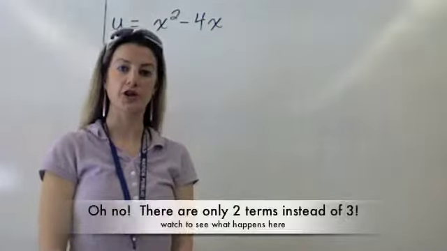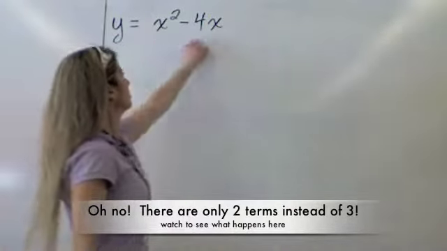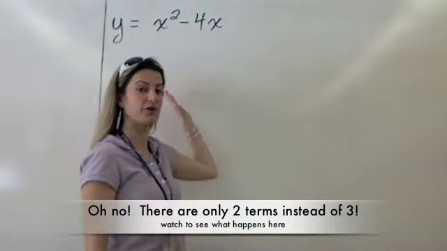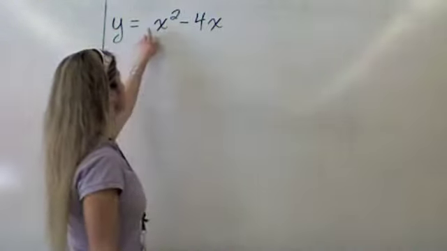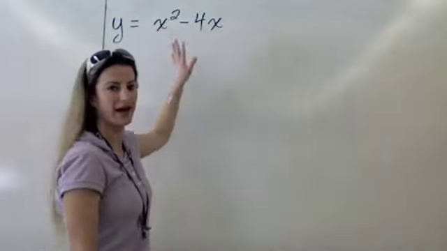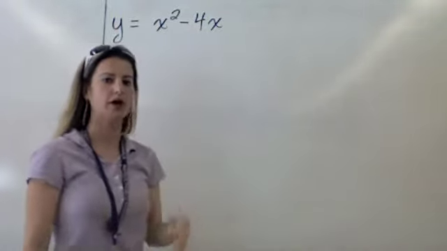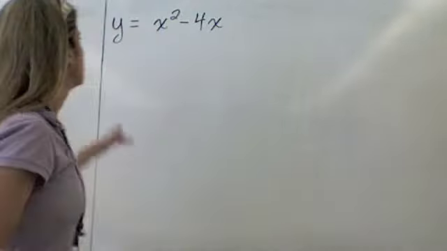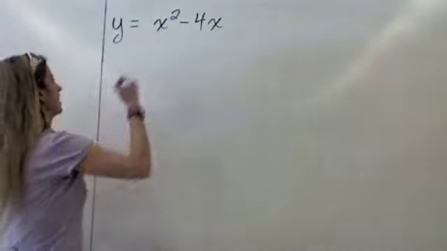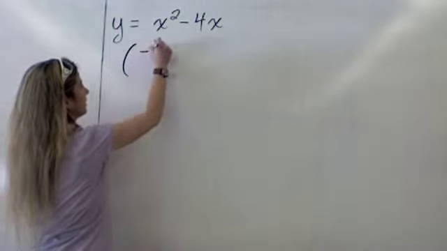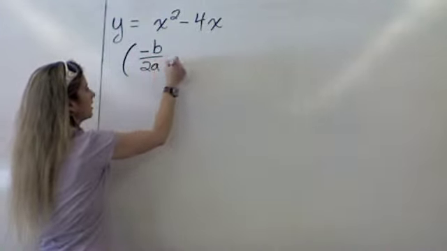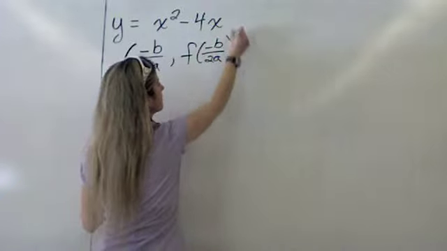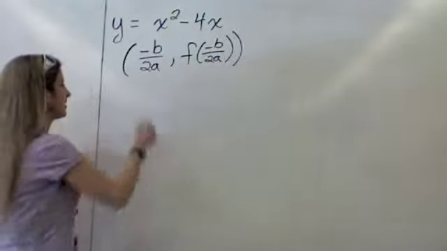Now we're going to try a third one where, look at this, we don't have a constant, so our constant is 0. This was another one where I saw students mix up the B and the C, or leave out the A. So we want to make sure that we get the correct values of A, B, and C. So again, our vertex is located at the opposite of B over 2A, comma, F of the opposite of B over 2A. Okay? A, B, and C.